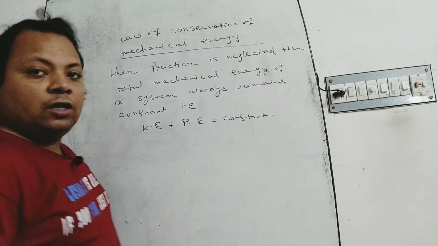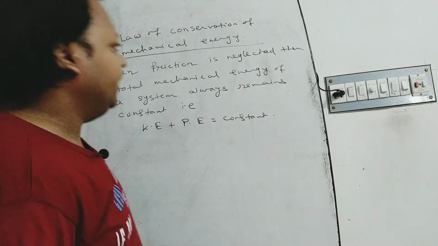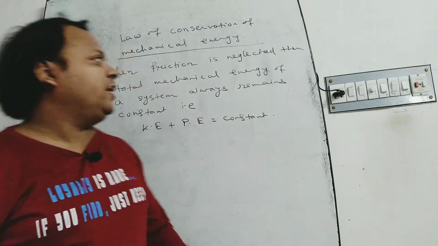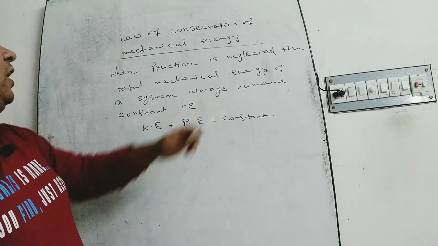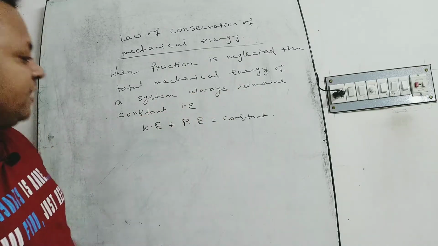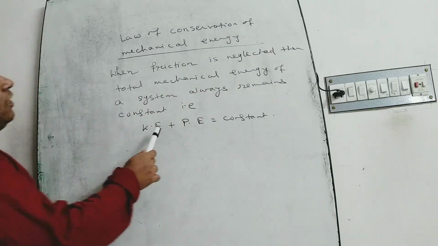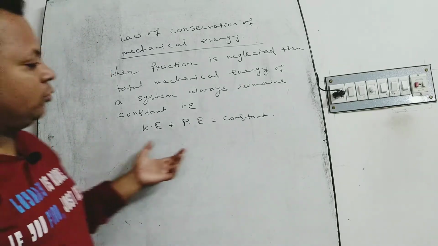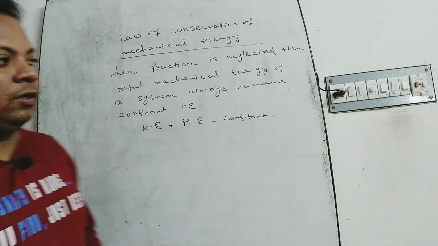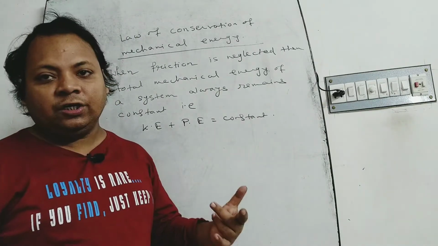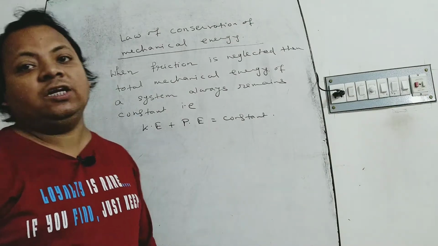Now, the law of conservation of mechanical energy. When friction is neglected, then the total mechanical energy of a system always remains constant. That is, kinetic energy plus potential energy of a system is equal to constant. That is, change in kinetic energy of a body is equal to gain in potential energy of that body.